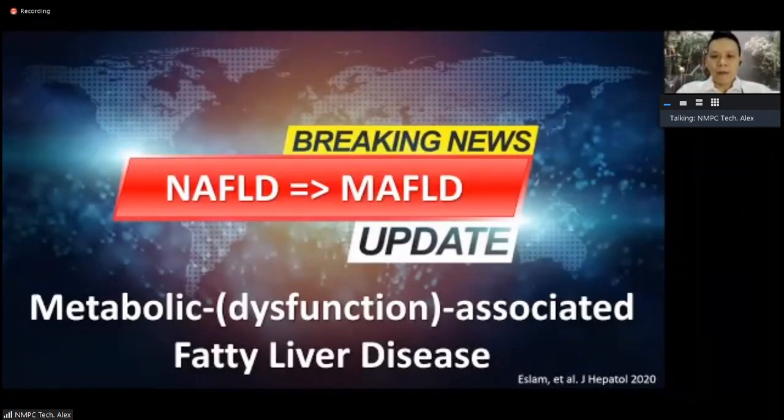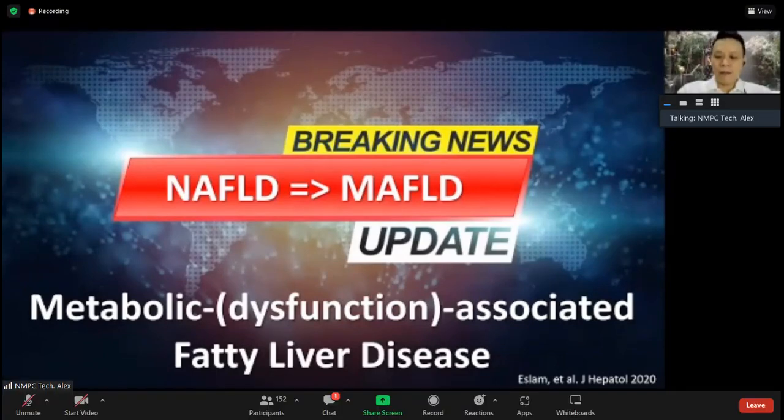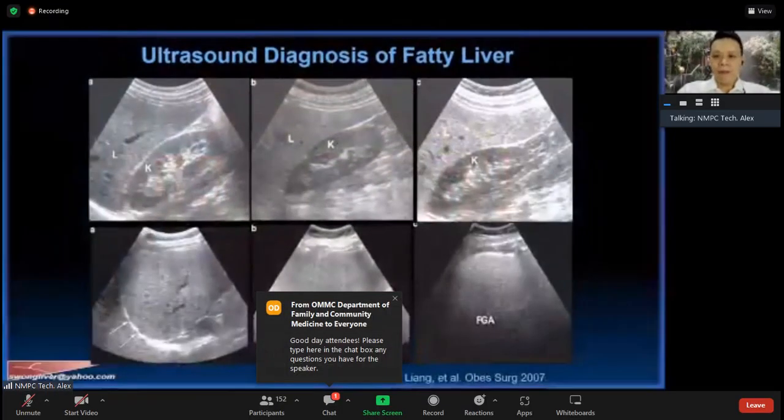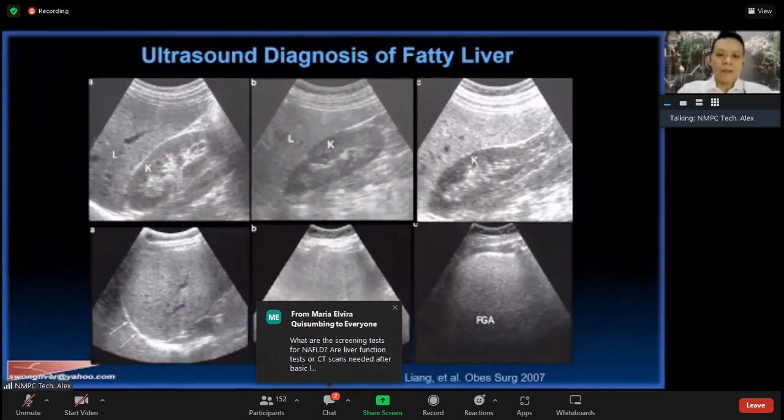So far, European countries as well as us in the Asia Pacific have more or less adopted this change in nomenclature as well as change in diagnosis. It's only in the US and some other parts of the world where it's not yet fully recognized and fully accepted. But I suspect that in the future, this might be the name that we will be using moving forward. So how do our radiologists initially diagnose fatty liver disease?